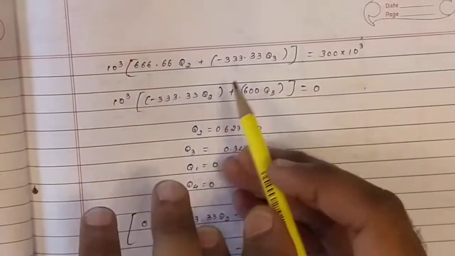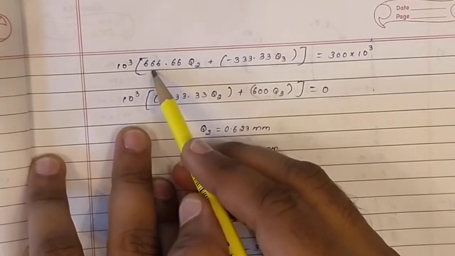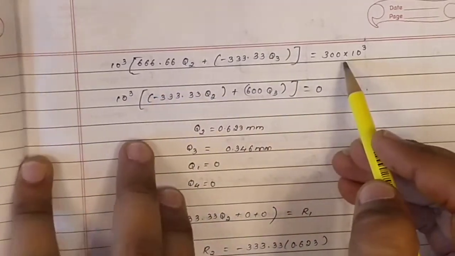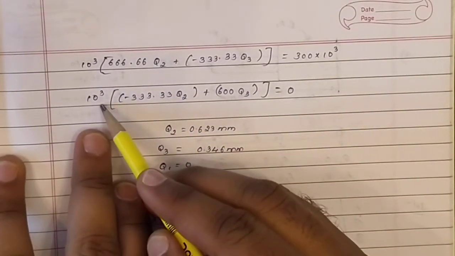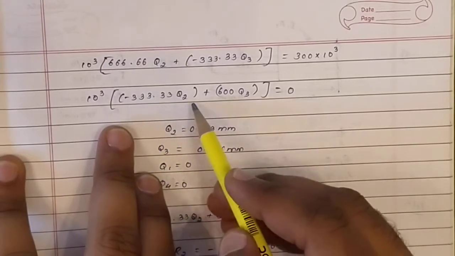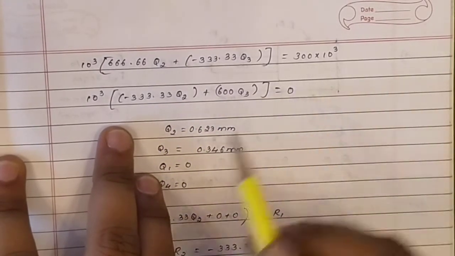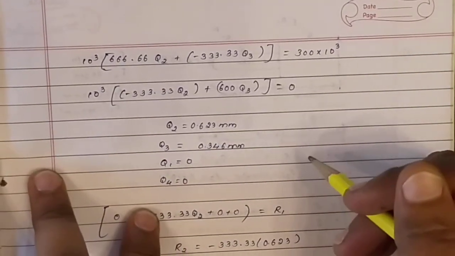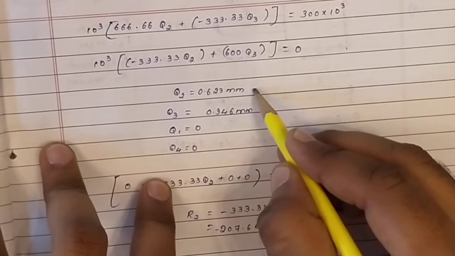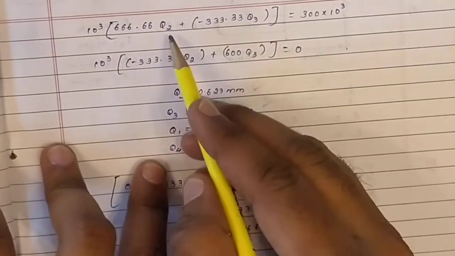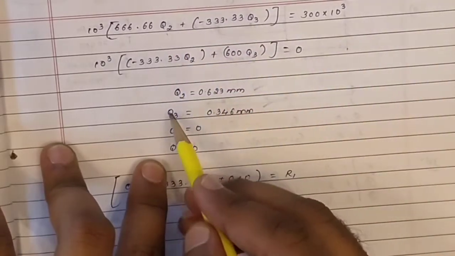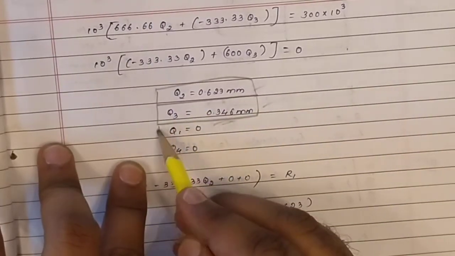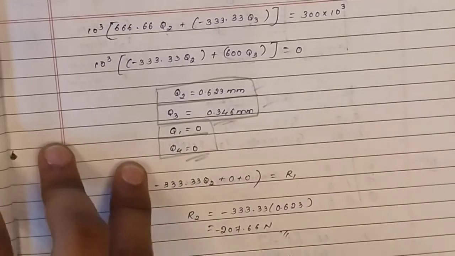Is this clear? Okay, that's the equation here. 10 power 3 is common. 666.66 into Q2 plus minus 333.33 into Q3 is equals to 300 into 10 power 3. Similarly, 10 power 3 is common. Minus 333.33 into Q2 plus 600 into Q3 is equals to 0. Just solve these two equations simultaneously or in your calculators, and you will get Q2 and Q3. Two unknowns you have, Q2 and Q3. In both the equations you will get Q2 and Q3 as the solution. Q1 and Q4 are already known from the boundary conditions itself.